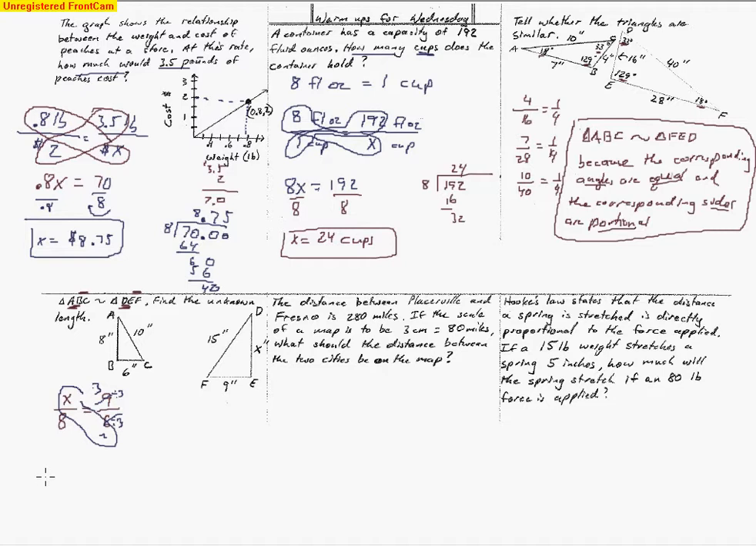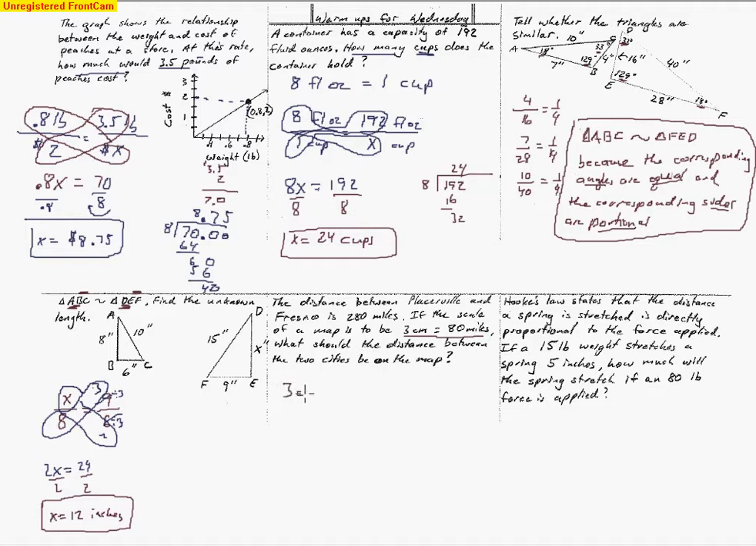So I got 2x equals, and then I do 3 times 8. So that makes 24. And so now we're ready to solve. Divide by 2, and we get our answer of 12. So x equals 12. Now what are those units? Well, the two little lines represent inches. So 12 inches. Next one talks about the distance between Placerville and Fresno is 280 miles. If the scale on the map is 3 centimeters to 80 miles, what should the distance between the two cities on the map be? So let's go ahead and write out that scale.